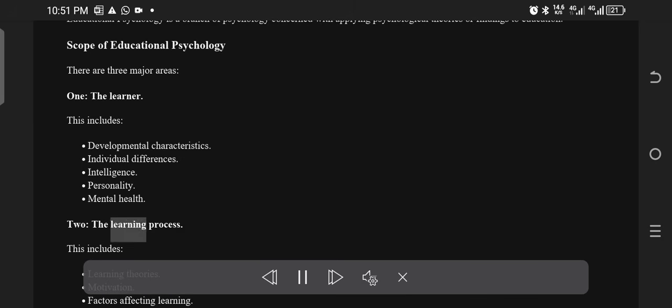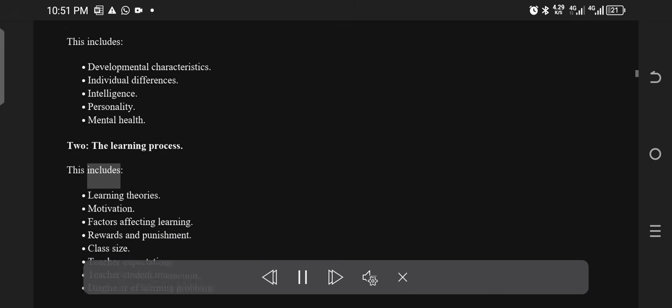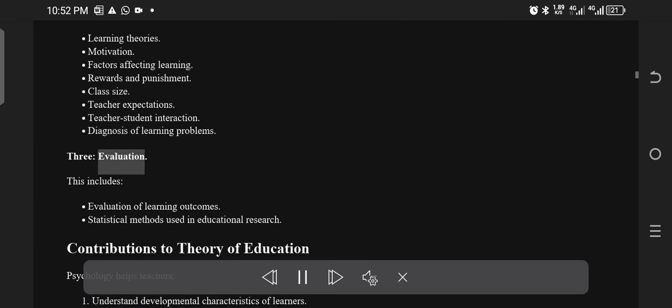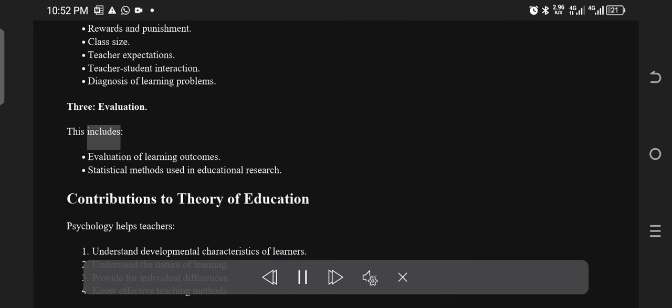2. The learning process. This includes learning theories, motivation, factors affecting learning, rewards and punishment, class size, teacher expectations, teacher-student interaction, diagnosis of learning problems. 3. Evaluation. This includes evaluation of learning outcomes, statistical methods used in educational research, contributions to theory of education.